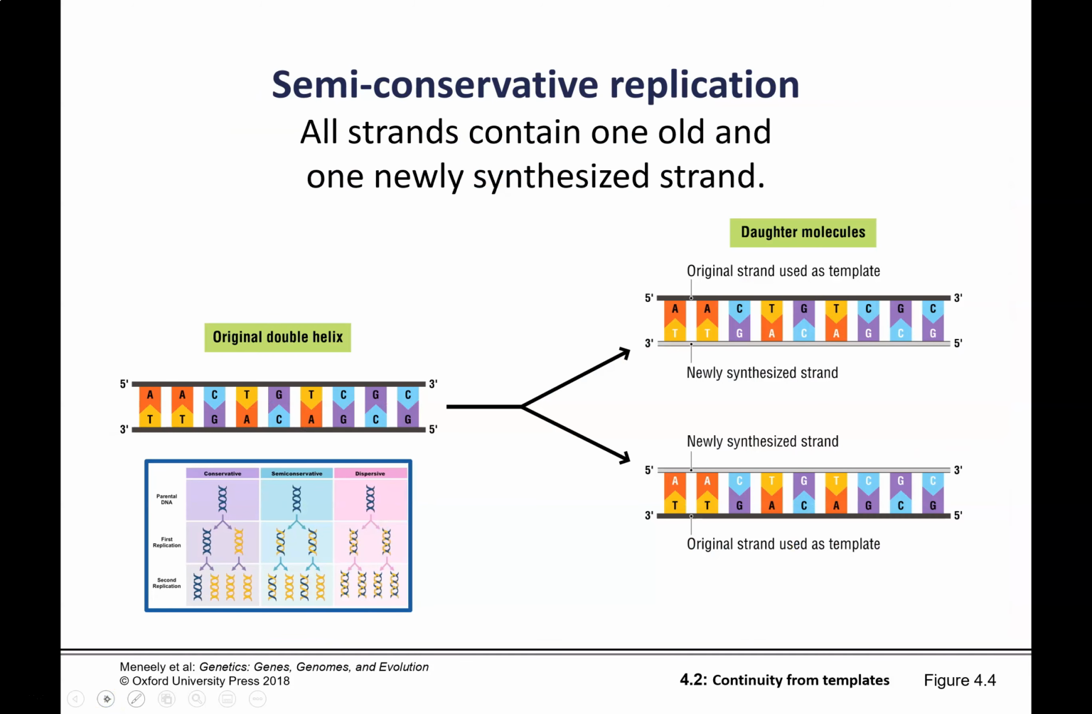But the generally accepted mechanism is the semi-conservative mechanism of replication. And this makes sense because it's the simplest one. It's the one that requires the least steps. So in semi-conservative replication, all strands contain one old and one new strand because your old strands are serving as the templates for your new strand.